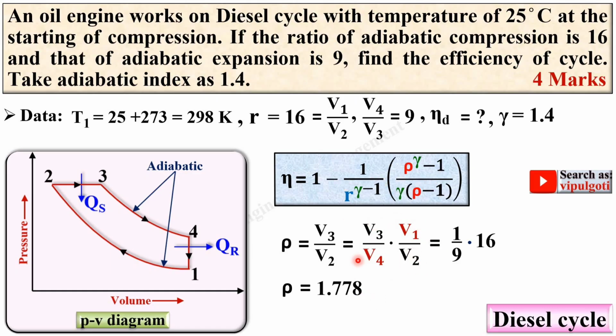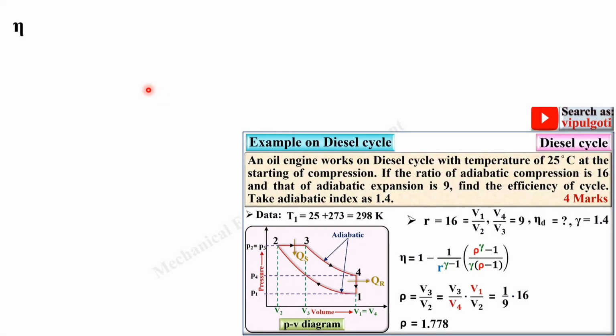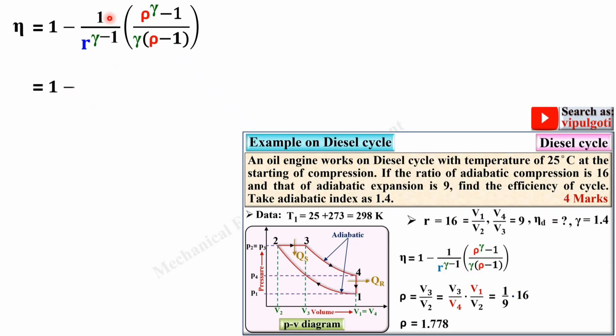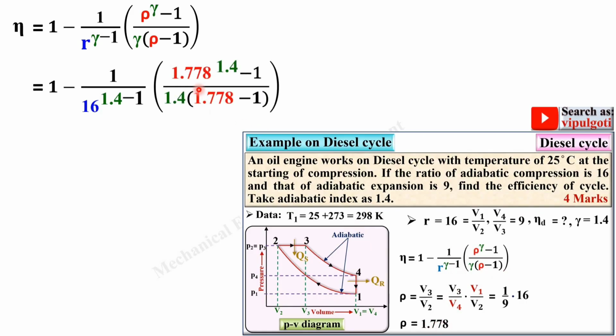Now I am going to put the values in this equation. You know that the efficiency of the diesel cycle is equal to 1 minus 1 upon r raised to gamma minus 1, in bracket this term. Put the values. So 1 minus 1 upon r. R is given to you as 16. Gamma is also given to you as 1.4, minus 1 as it is. In the bracket, rho, the cutoff ratio, is now 1.778, and the rest of the terms you can understand.